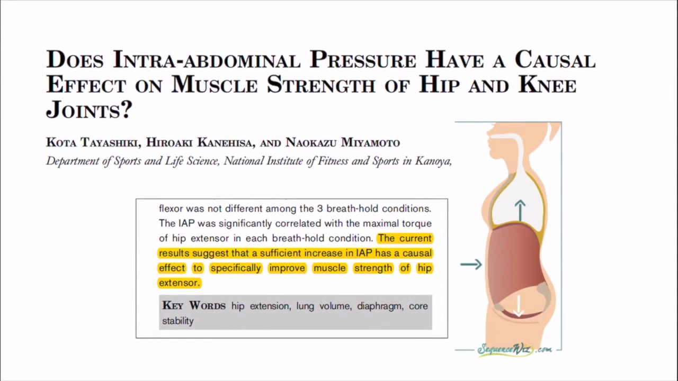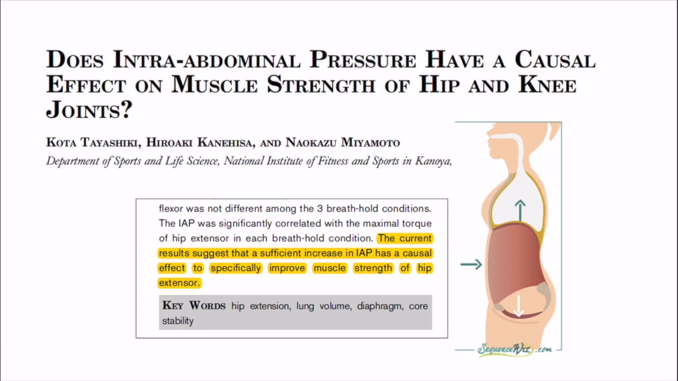In this particular study, they looked at the effect of intra-abdominal pressure on both hip and knee joint strength. And you can see in the highlighted sentence, the current results of this study suggest an increase in intra-abdominal pressure has a causal effect to specifically improve muscle strength. And in this study, it was of the hip extensor. So increasing proximal stability allows for a greater production of force distally if you can give your peripheral muscles a stronger base from which to pull from.